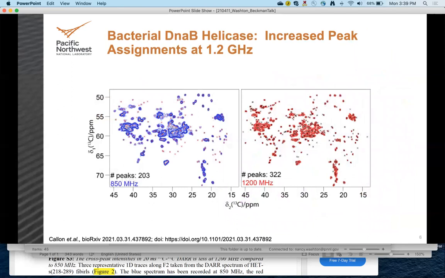So 119 additional resonances were assigned as a result of obtaining these data at 1.2 gigahertz as compared to 850 megahertz. And these peak assignments will further aid in the complete protein structure elucidation. These methods are applicable to any protein where NMR can be conducted on it.